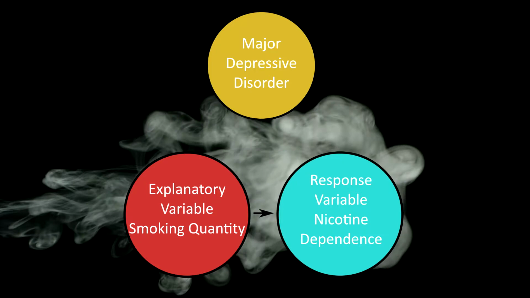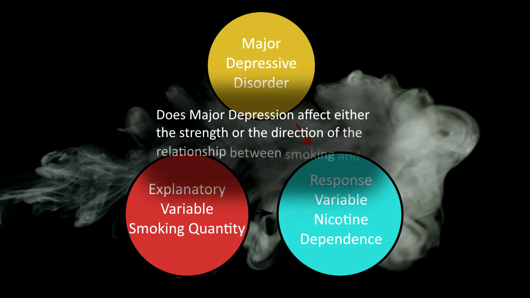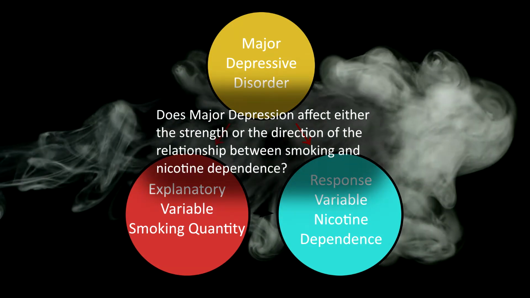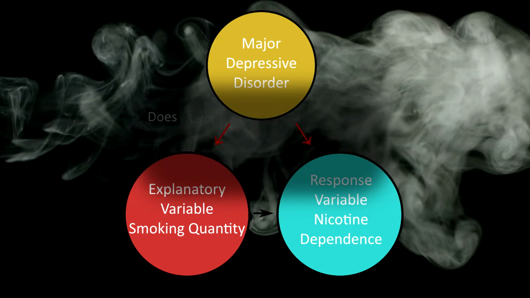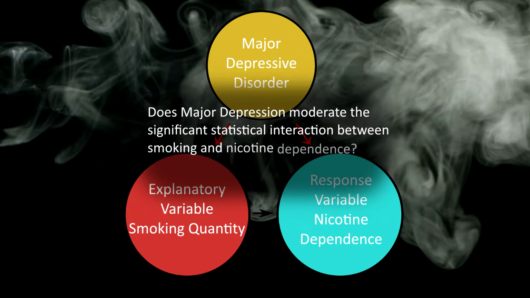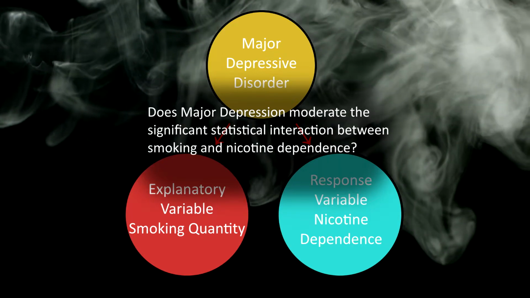Our question will be, does major depression affect either the strength or the direction of the relationship between smoking and nicotine dependence? Put another way, might a third variable moderate the relationship between smoking and nicotine dependence?